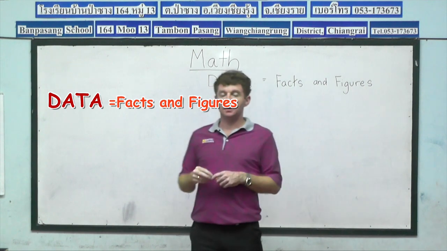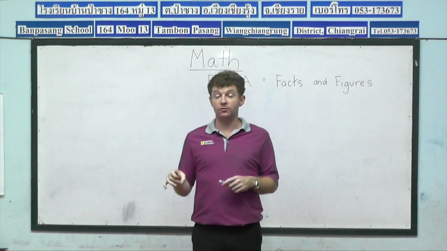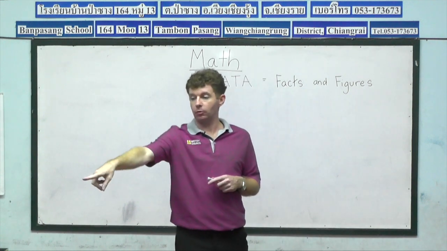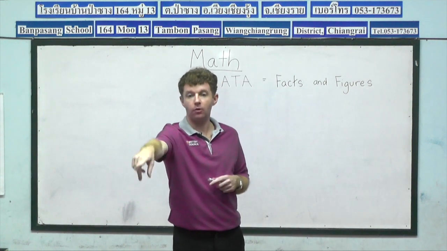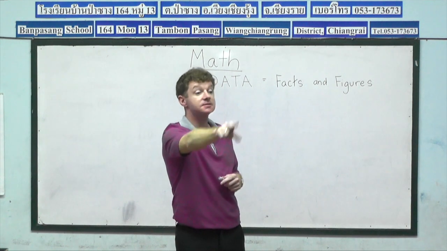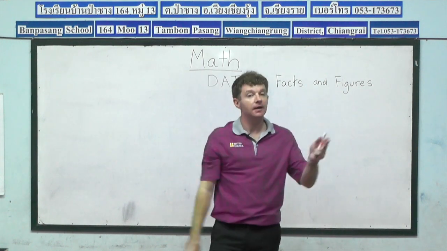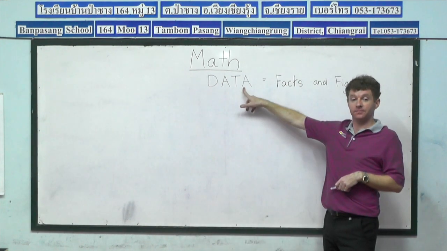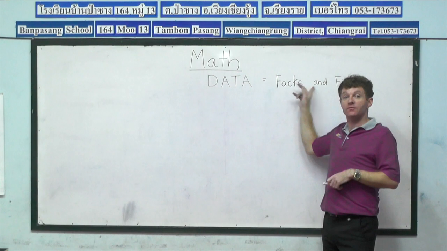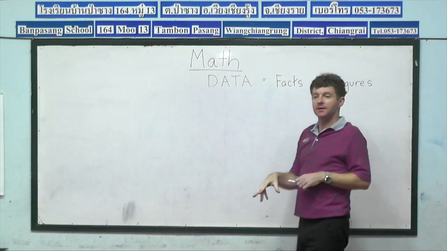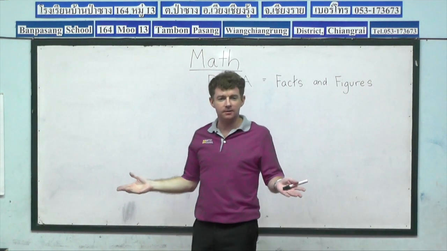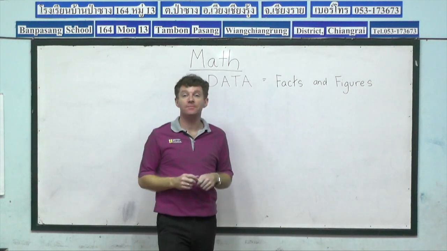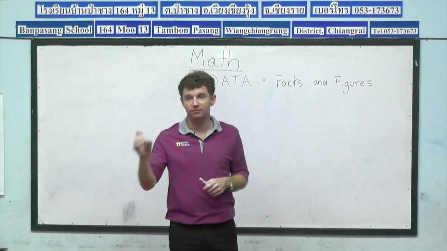For example, let's count the amount of students I have in my class today. 1, 2, 3, 4, 5, 6, 7, 8, 9. 9 students is what we call data, because it gives us the amount of students in the class. Now guys, how many teachers do you see? One teacher. So one teacher is also data, because it gives us the amount of something.